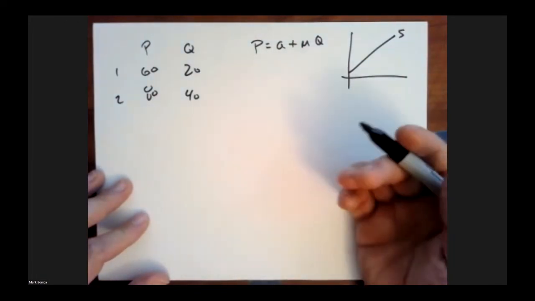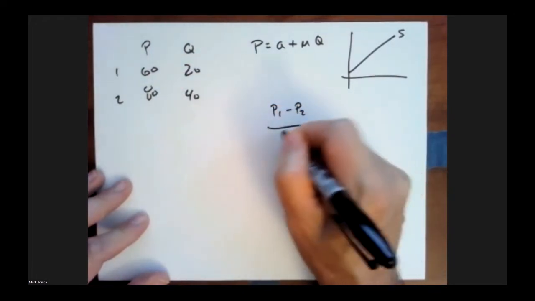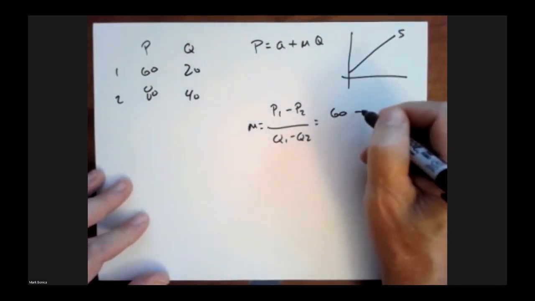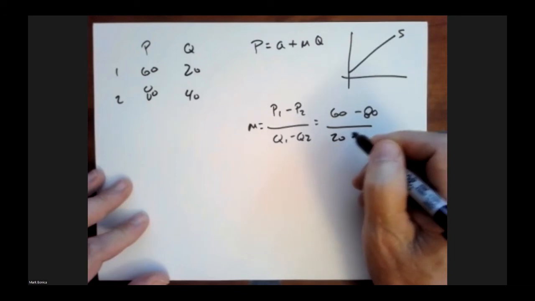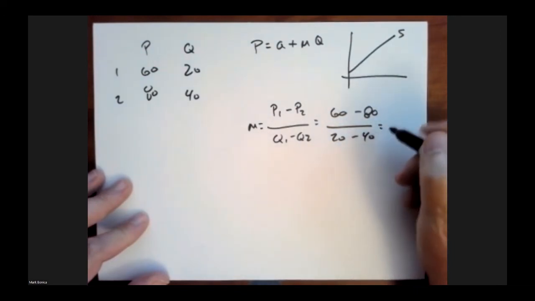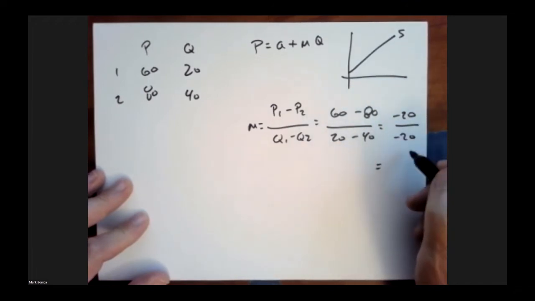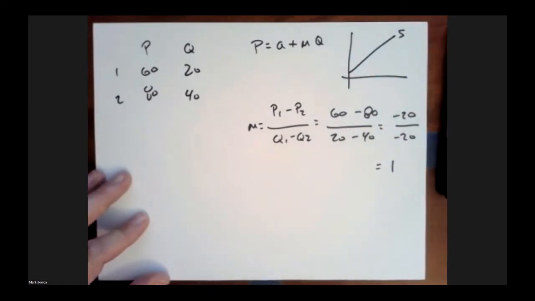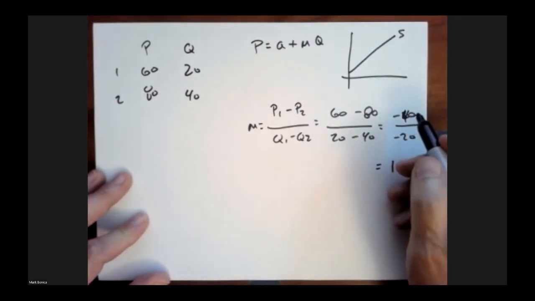So first thing we're going to do is solve for slope again. We're going to use the P's first. So P1 minus P2 over Q1 minus Q2 is going to give us slope. So P1 is 60, P2 is 80. Excuse me, Q1 is 20, Q2 is 40. So 60 minus 80 is minus 20, over 20 minus 40, which is minus 20. So minus 20 over minus 20 is plus 1. I made a mistake there. I was going to say that's not right. 60. Sorry.